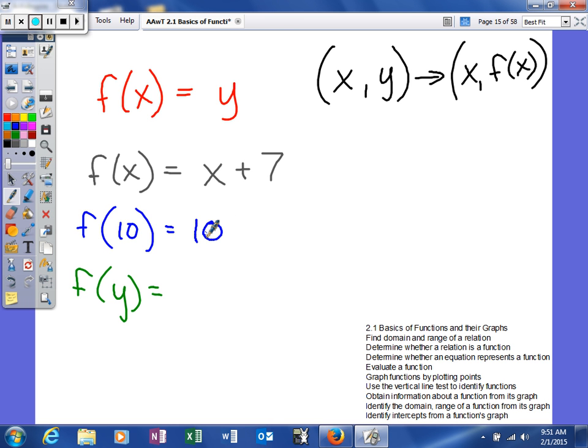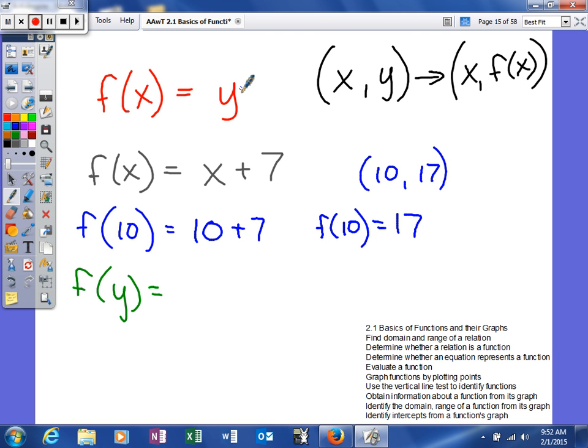Notice when I replace it, the x doesn't appear anywhere in my function. Now, my original function says we're going to add 7 to whatever x is. So I'll get f of 10 is equal to 10 plus 7. So therefore, f of 10 is equivalent to 17. Now, if I needed to write that as an ordered pair, the x value is what's inside the parentheses, 10, and then the y value is what it's equal to, 17. So the ordered pair for that point would be 10, comma 17.